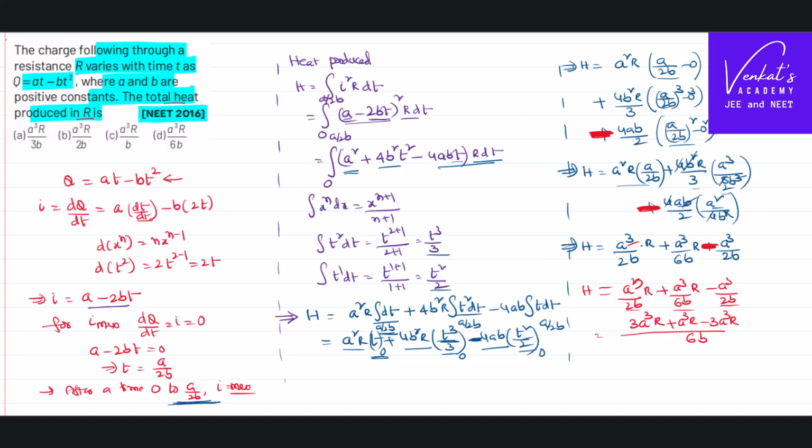R is there in every term. Look at this equation, R is there everywhere, so here also I had forgotten writing R. For the third term also there is R. So what happens? 3A cube R minus 3A cube R will cancel. So the heat remaining is A cube R by 6B. That's option number 4.